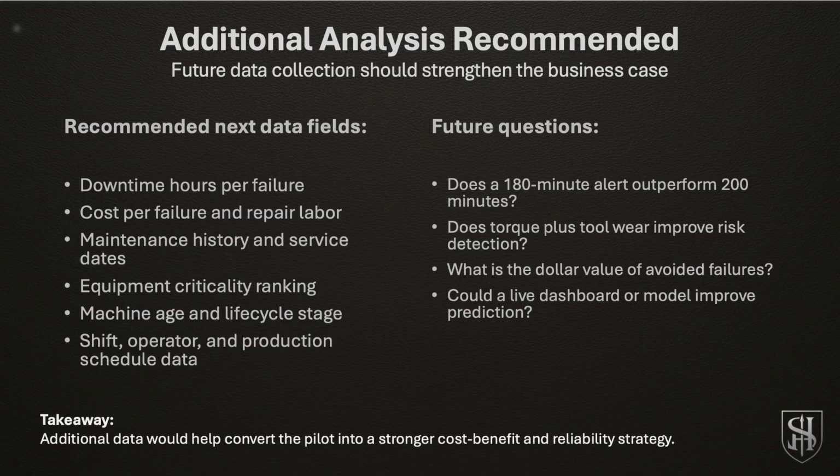The current dataset identifies whether a machine failed, but it does not show how long the failure disrupted production. In a real manufacturing environment, one failure may cause only a short delay, while another may stop a critical process for hours. The second recommended data field is cost per failure and repair labor. This would allow leadership to estimate the financial value of avoided failures.